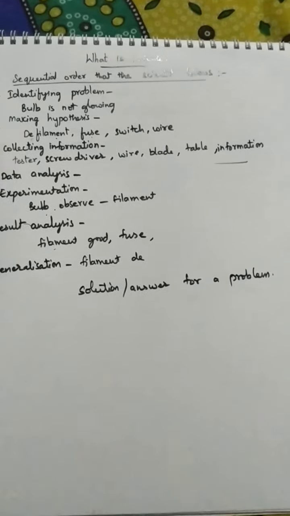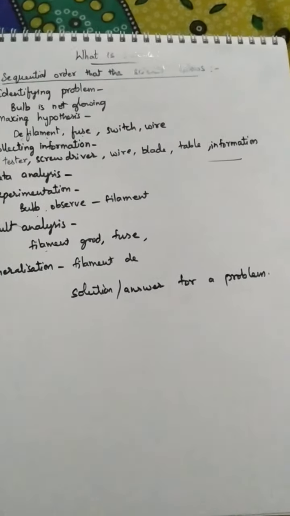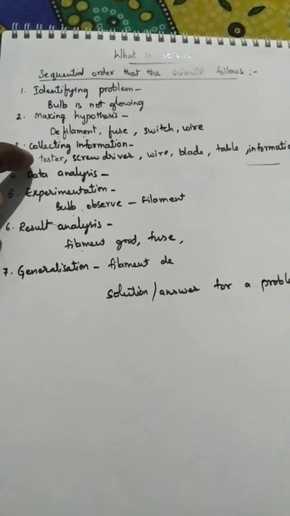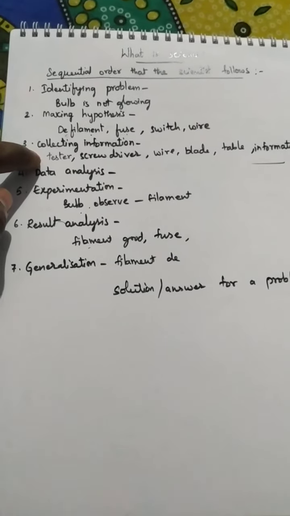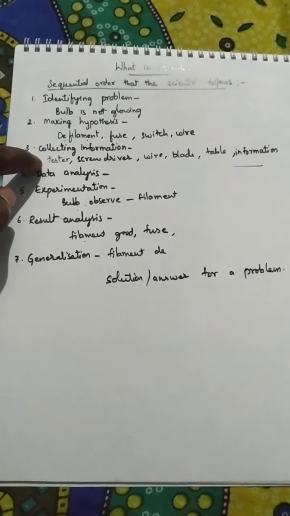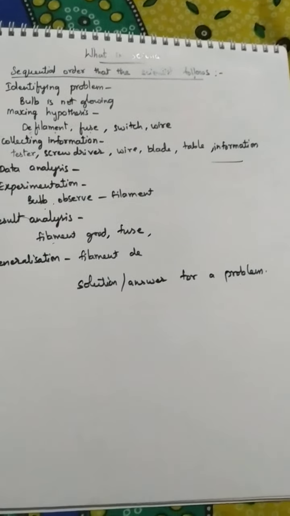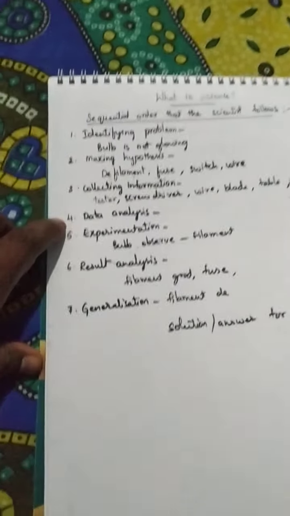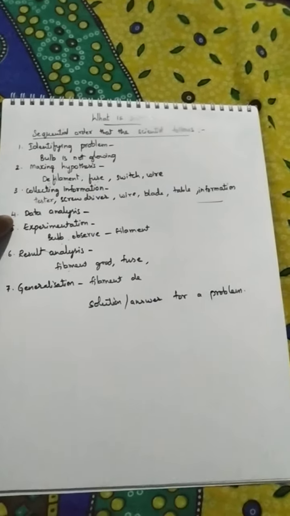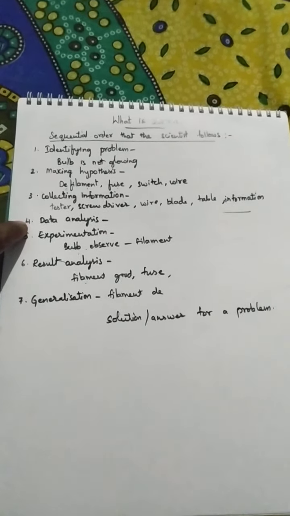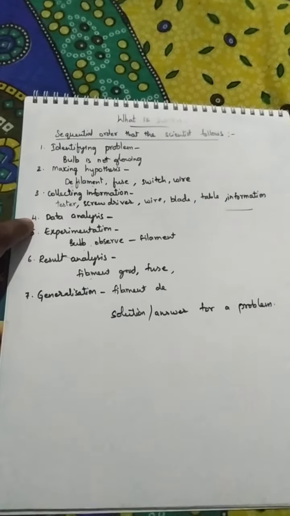Then after that you have to collect the information. That means whatever you need for this experiment, all that you have to collect. It may be the different instruments, information, or anything else, whatever is there, that you have to collect. After collecting, then you have to arrange everything, whatever information or instruments you collected, in a proper way. That is called data analyzing.